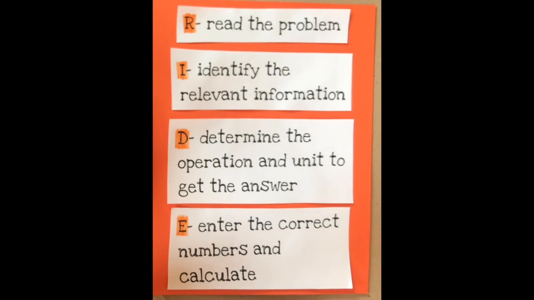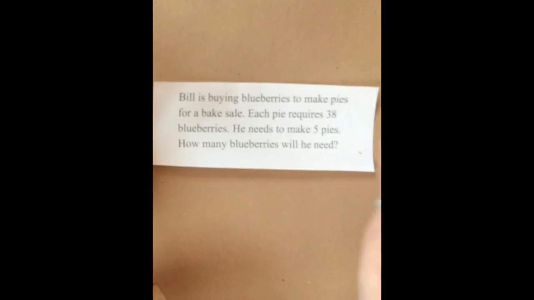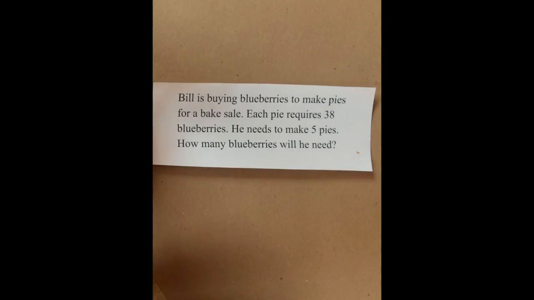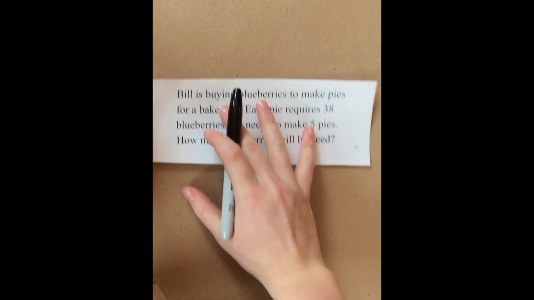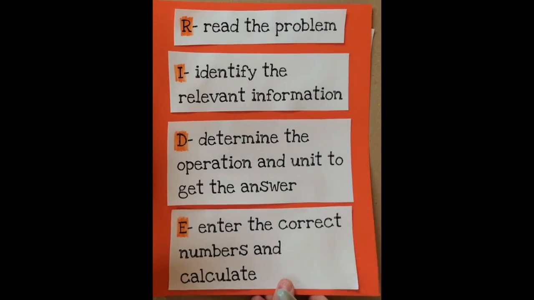Since our first step is to read the problem, let's do that first. Bill is buying blueberries to make pies for a bake sale. Each pie requires 38 blueberries. He needs to make 5 pies. How many blueberries will he need? So now that we've read the problem, we can move on to our next step, which is identify the relevant information.